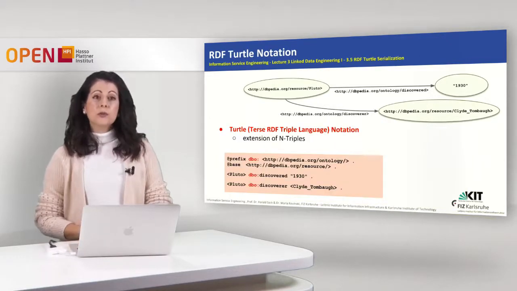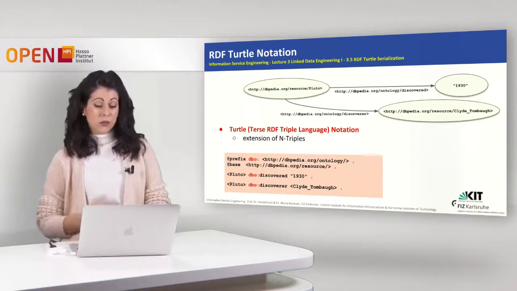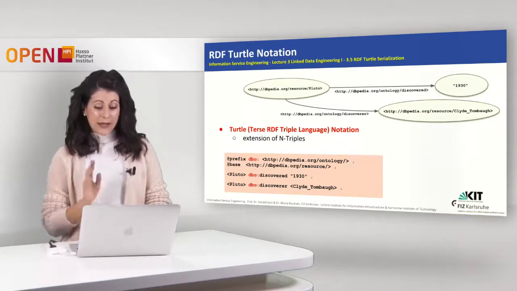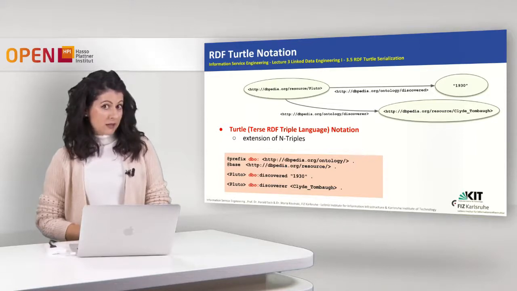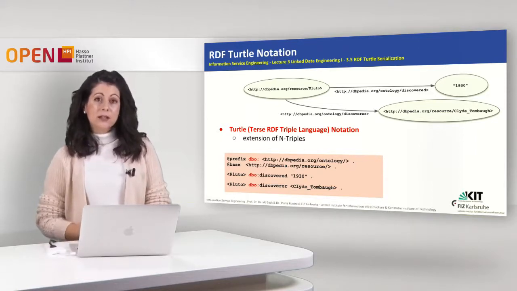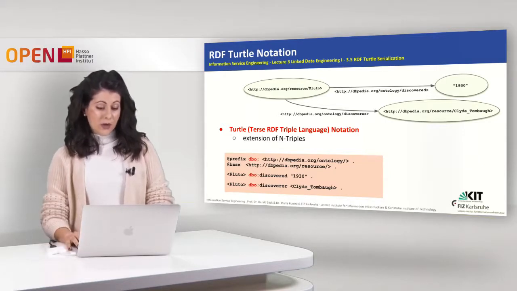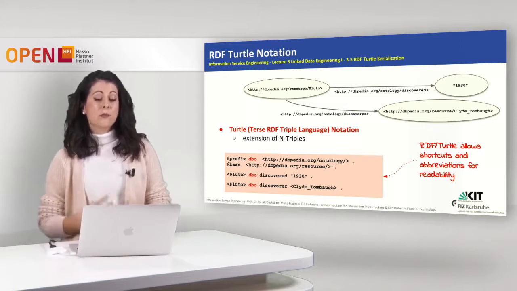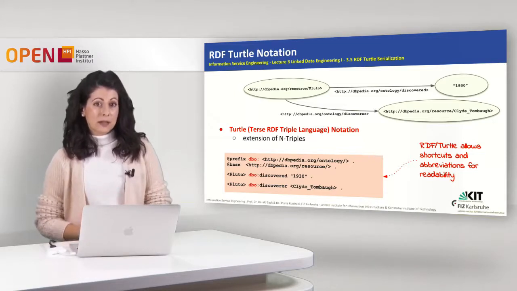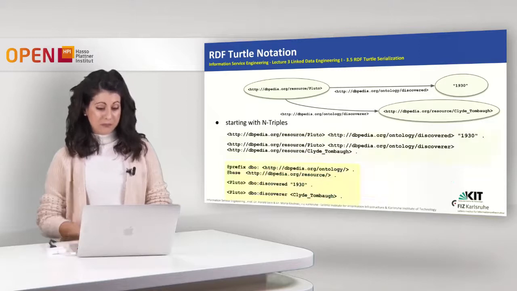Let us move now to the RDF Turtle notation, on which we are going to focus. Again, the same example, and you see here in the red box the RDF Turtle notation of the example. Does it look familiar? Probably yes, because the RDF Turtle notation is an extension of the JSON format. But here, the RDF Turtle notation looks a bit shorter, since it allows for abbreviations for better readability. Let's see what this actually means.